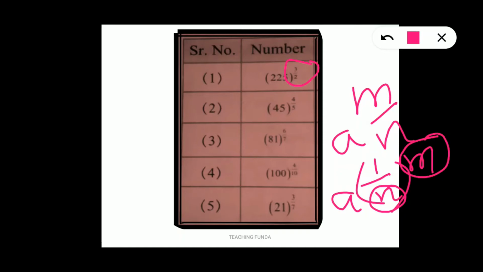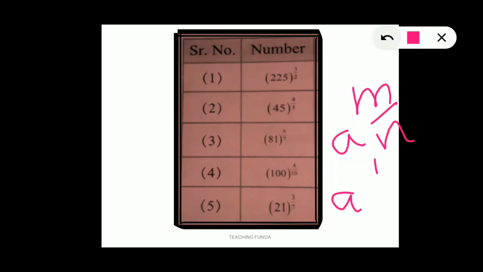In the first column the power comes first, that is, the number in the power form you write first, and in the second column the root word comes first, that is, the number in the root place you take first. Is it clear now? I am telling you a very easy method to remember. Now the second is 45 raised to 4 upon 5.